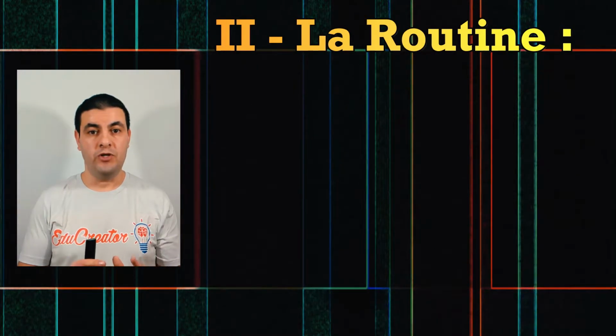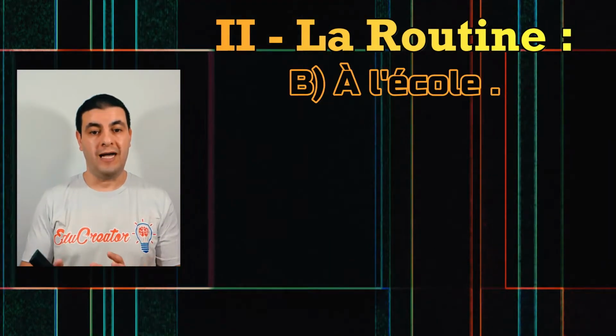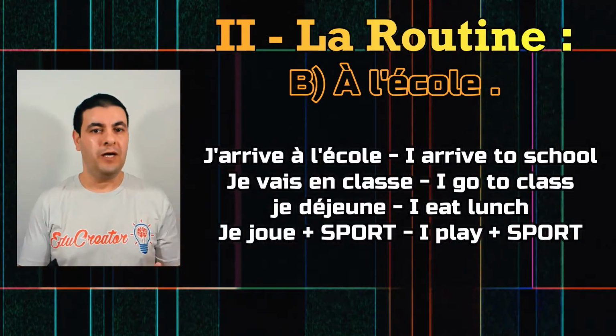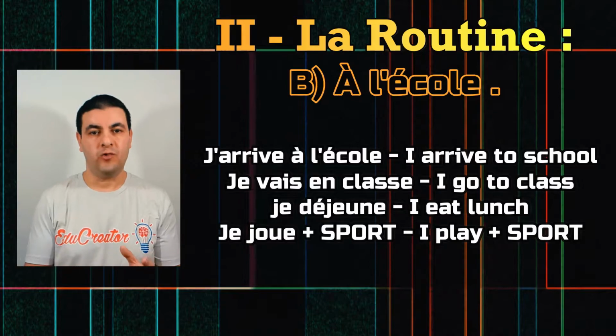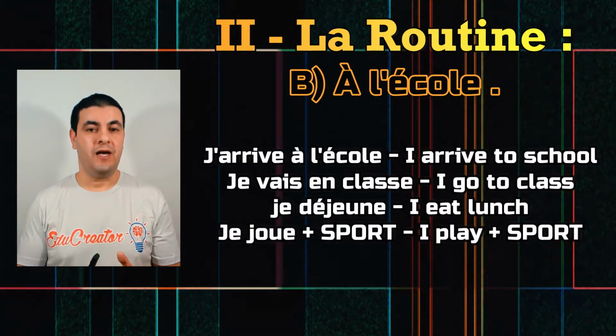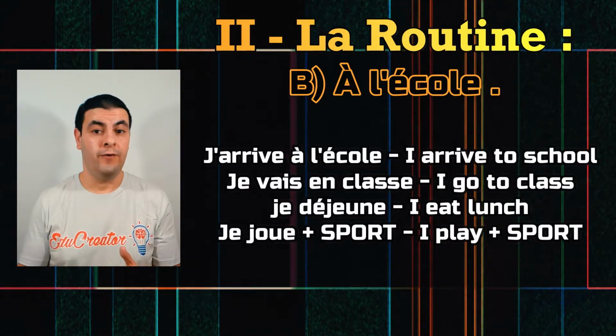Part B is going to be at school. What do you do at school? Here we just need to put two things that we do. We go to class, and you say at what time you start classes. Then you talk about lunch and at what time you eat lunch and with who.